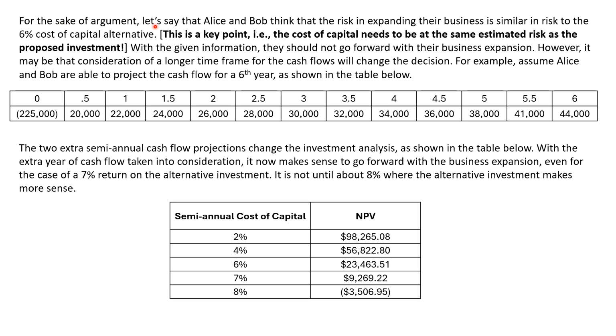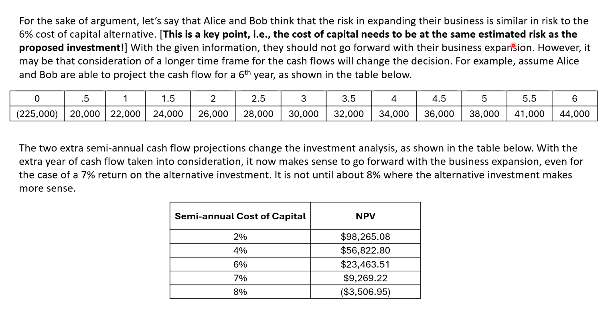So for the sake of argument, assume that Alice and Bob think that their risk in expanding their business is similar to the risk of the 6% capital alternative. As we saw from the previous slide, it didn't make sense there. I put this in bold here, and I've mentioned this a few times, so I'll just read it off to you again. This is a key point. The cost of capital needs to be the same estimated risk as the proposed investment. Otherwise, this analysis isn't really valid. Given the information, they should not go forward with the business expansion.